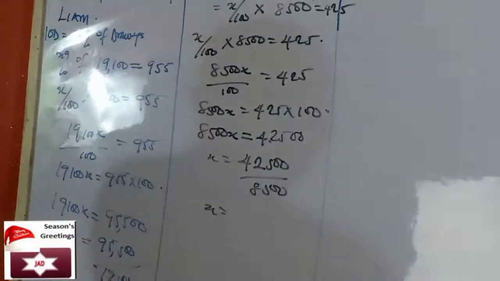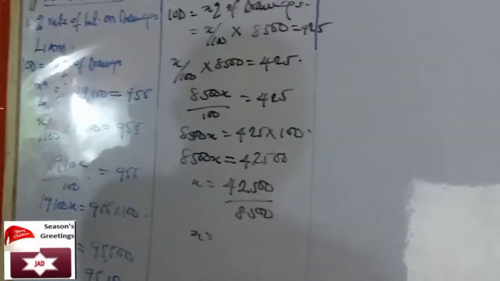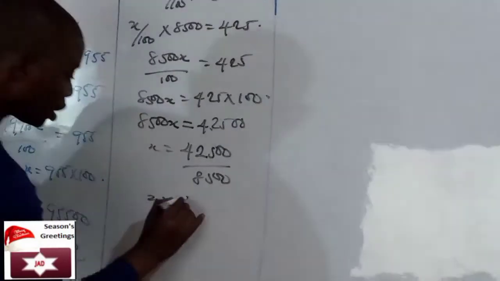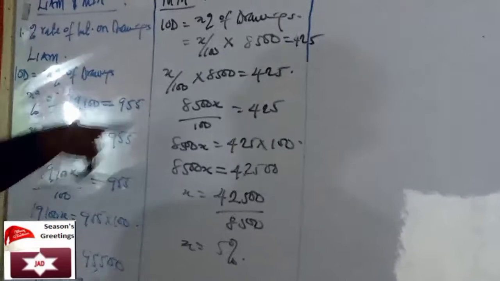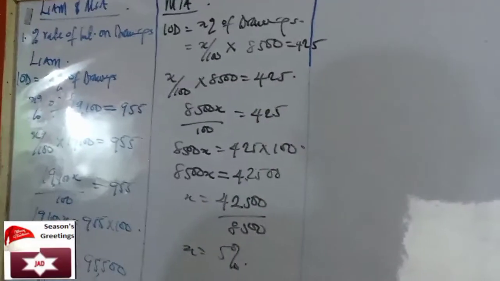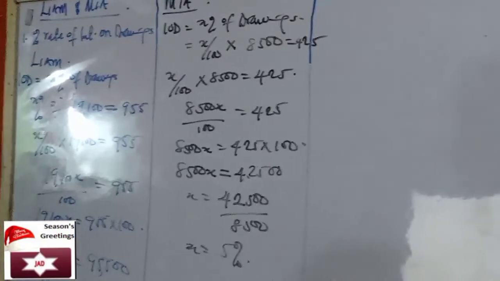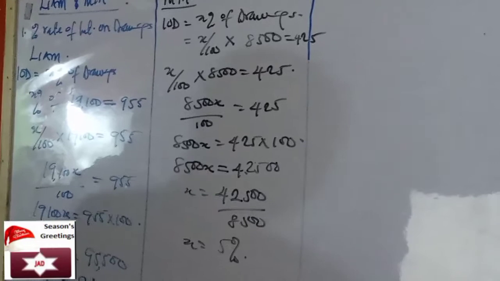So basically, using our calculator there, we have 42,500 divided by 8,500. That is also 5%. So if you're checking that, you say 5% of 8,500. Okay. That should give us 425. Okay, so that is it for the first question.